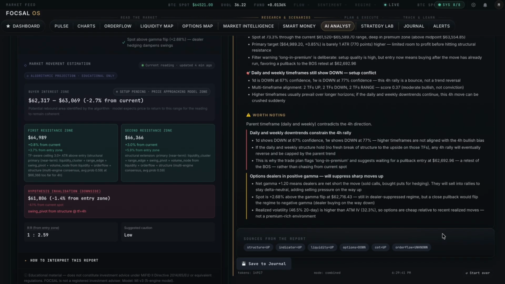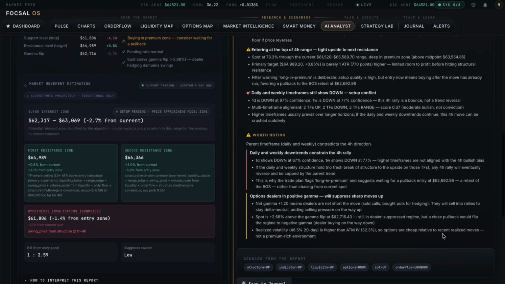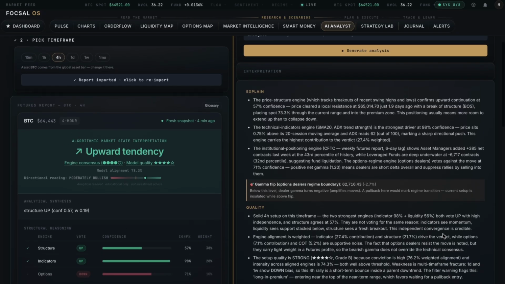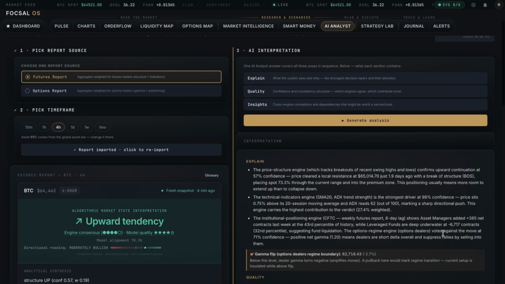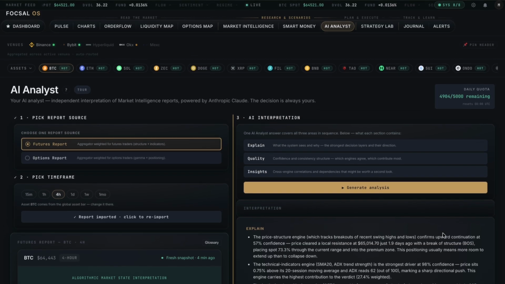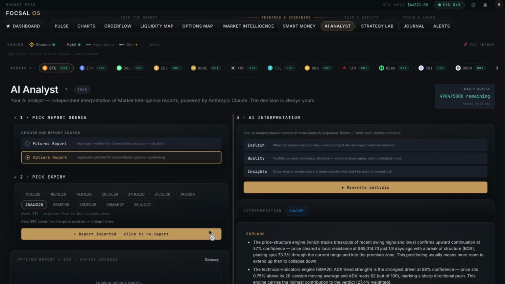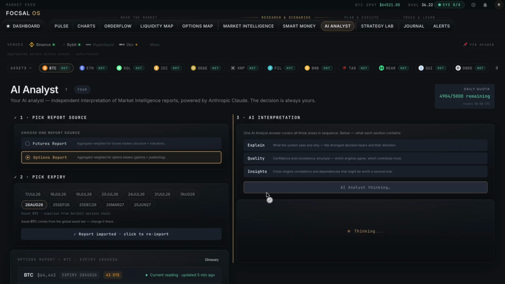I won't read it line by line. The point is that you can see you're getting a dense, specific interpretation with levels and caveats, not 3 vague sentences. And the second part, the options report. I switch the source to options. And notice one change. Step 2 now looks different.